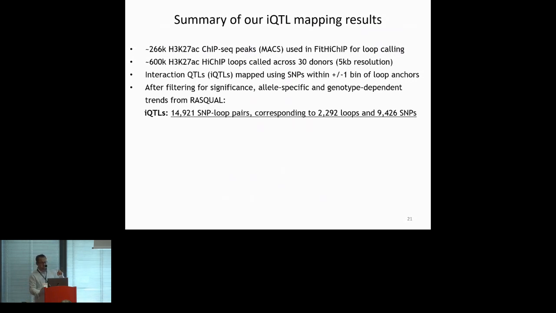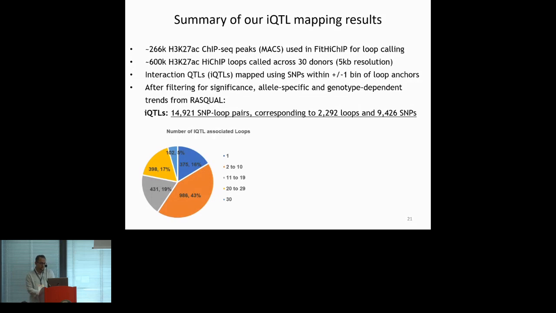If you know the EQTL literature, you will know that there are pairs, and there are also SNPs, and there are also loops. So we have about 9,000 SNPs that are associated with about 2,300 different loops among all these 600,000 loops that have a statistically significant association and survived a whole bunch of filterings that we have applied. When we looked at these loops, they were mainly coming from 2 or more donors out of 30.